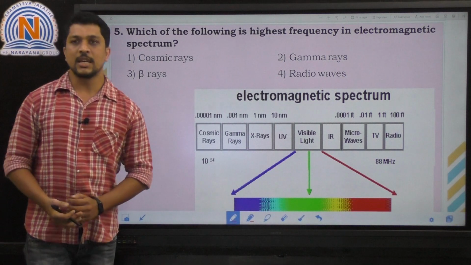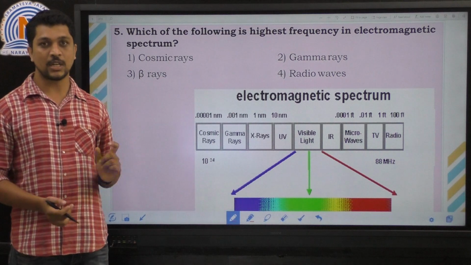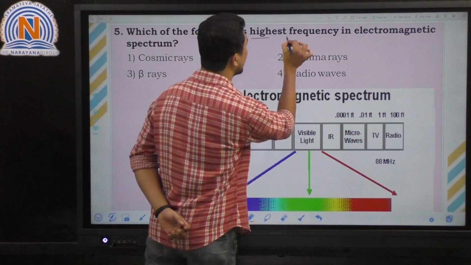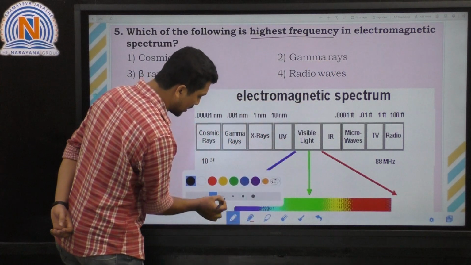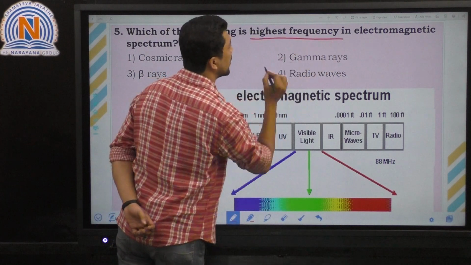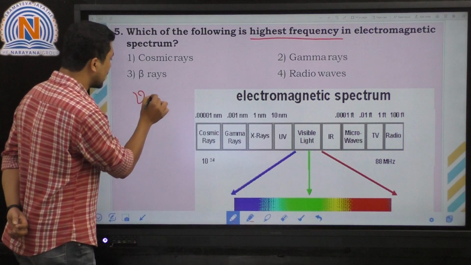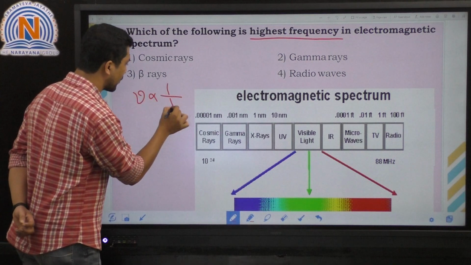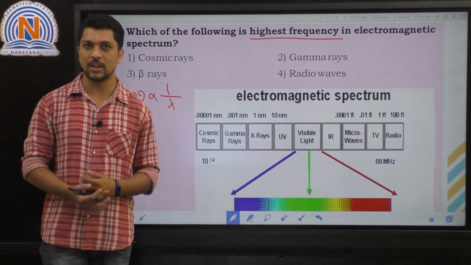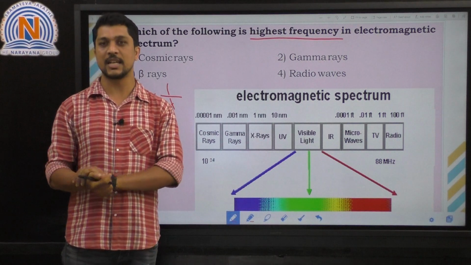So which of the following is the highest frequency in the electromagnetic spectrum? Here we need to focus on one point, that is highest frequency. We know that frequency is inversely proportional to wavelength. That means which has the highest wavelength has the lowest frequency. In the same way, which has the lowest wavelength has the highest frequency.